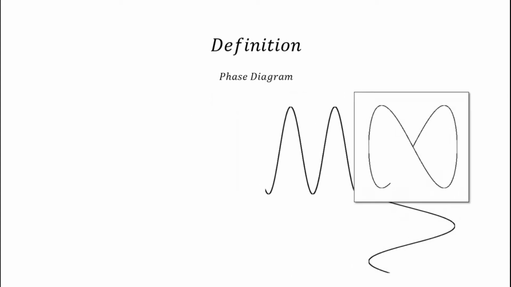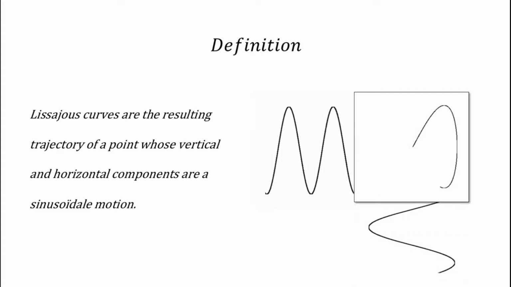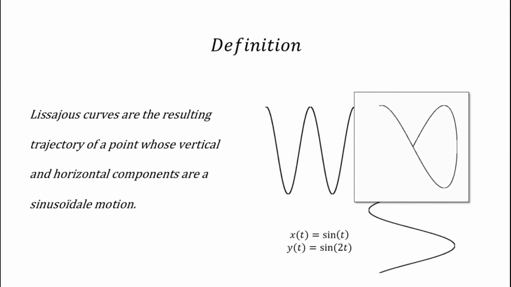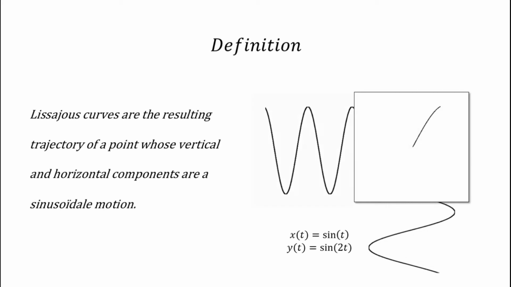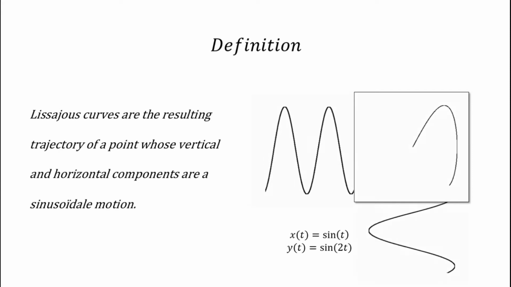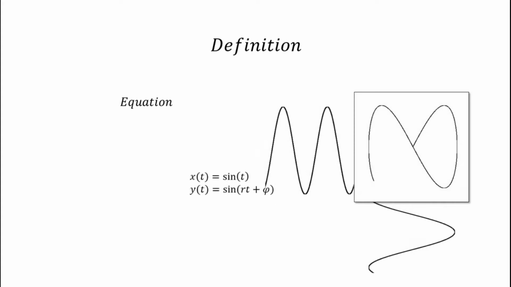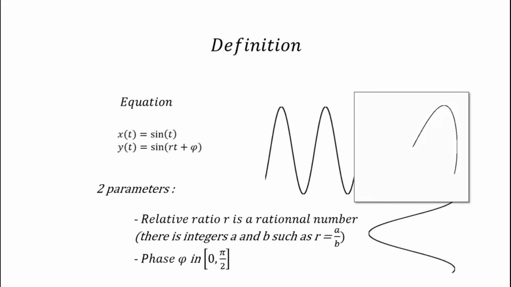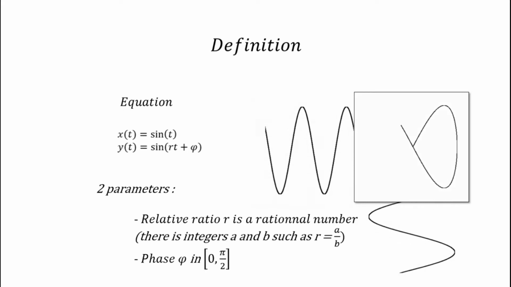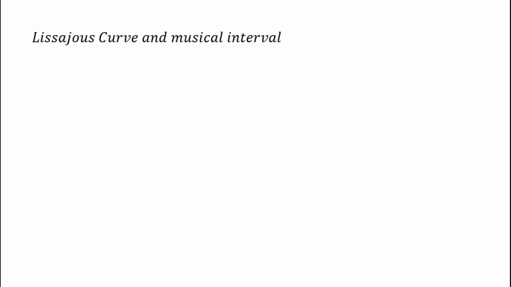So here is our definition. Lissajous curves are the resulting trajectory of a point whose vertical and horizontal components are sinusoidal motions. Actually, this is more another way of representing oscillating phenomena rather than an absolutely new curve coming from nowhere. And the only parameters of these curves are of course the relative ratio and phase of the two sinusoids. Now let's go back to our musical intervals and see what Lissajous curves look like in terms of intervals.